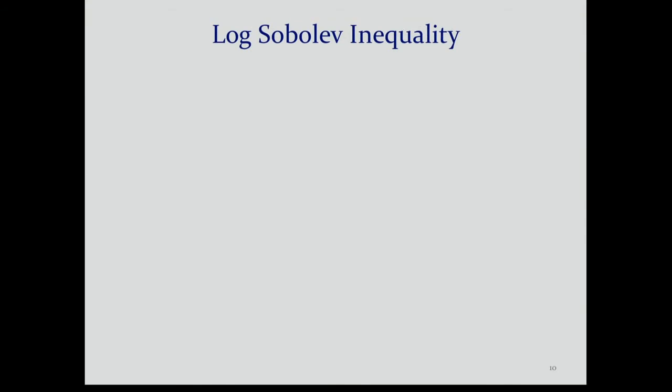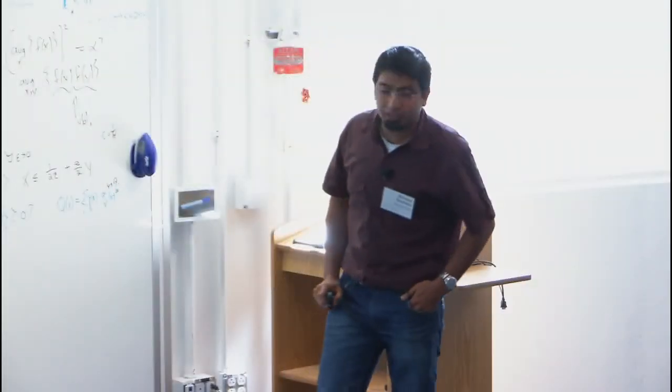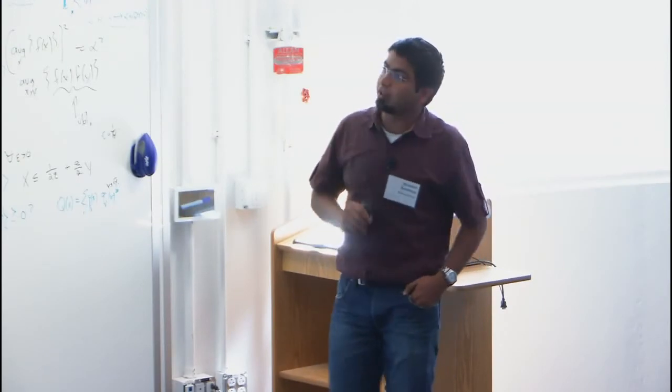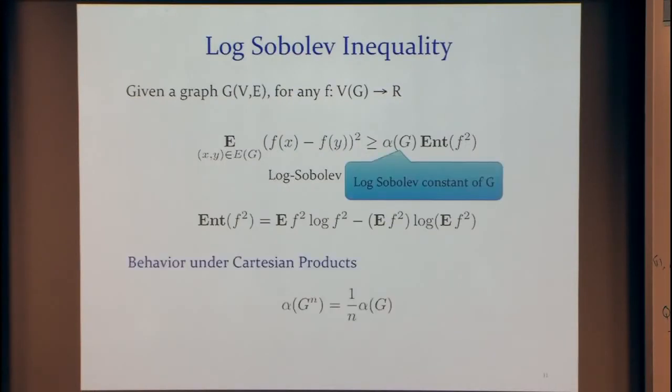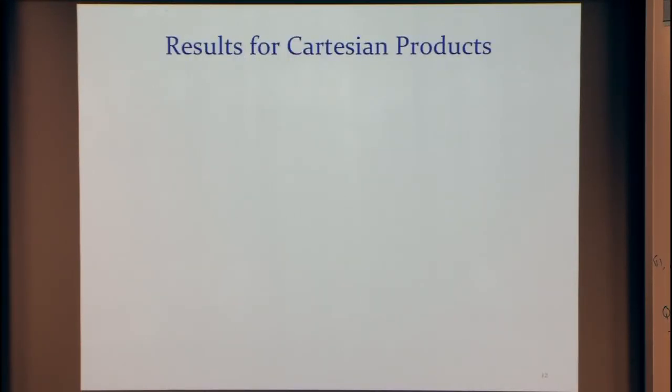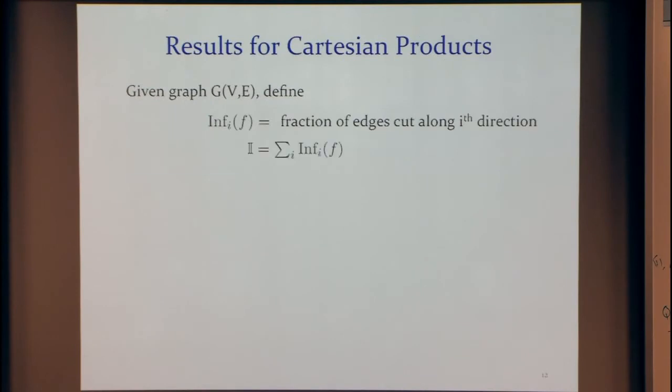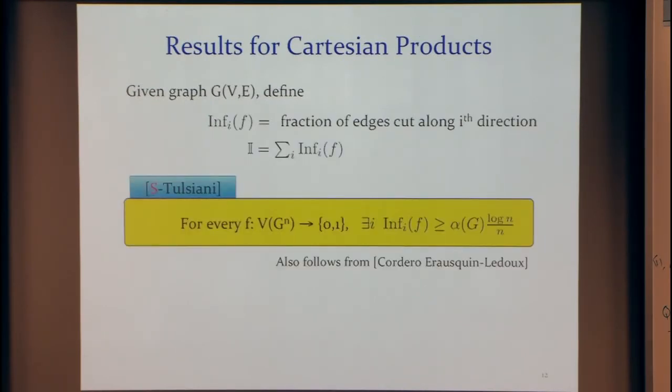So our main tool, in fact, will be the log Sobolev inequality. Let me actually get back to this in a second. Let me state our results so that we are on the same page. So now we'll consider Boolean functions over the n-fold Cartesian product of the graph, and we show that in fact there exists a coordinate such that the influence, where the influence is defined as the fraction of edges cut in the ith direction.